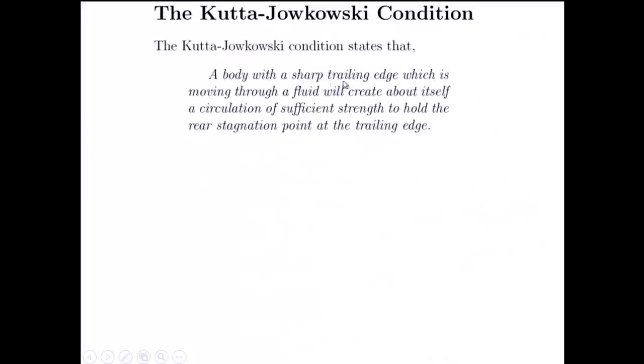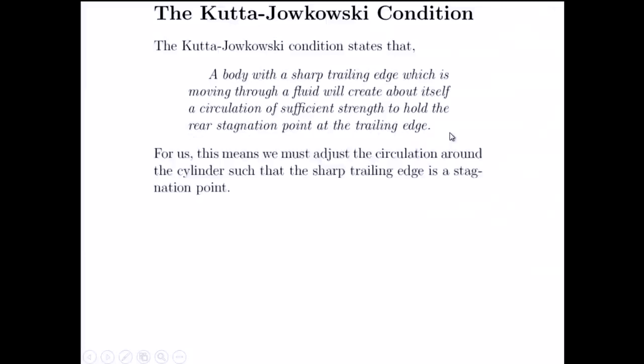A body with a sharp trailing edge, which is moving through a fluid, will create about itself a circulation. See, circulation is the key, of sufficient strength to hold the real stagnation point at the trailing edge. For us, this means that we have to adjust the circulation around the cylinder in the original plane, so we can force the stagnation point to be at the critical point.